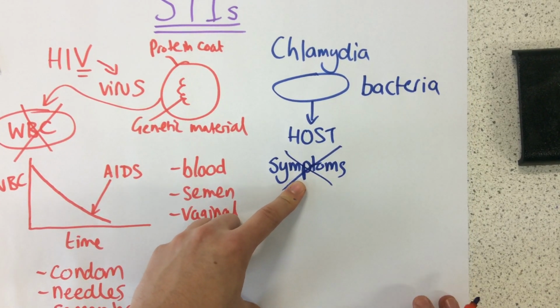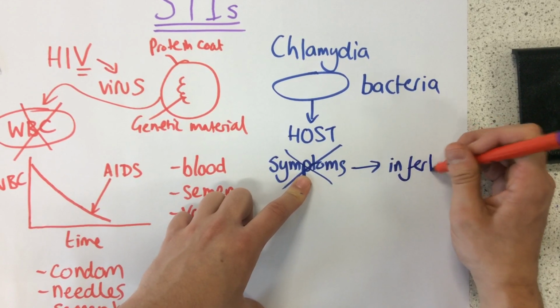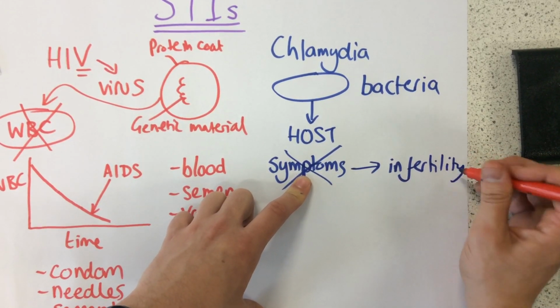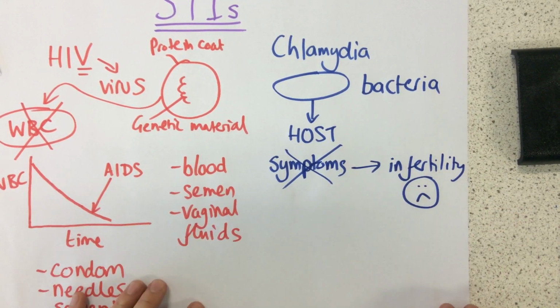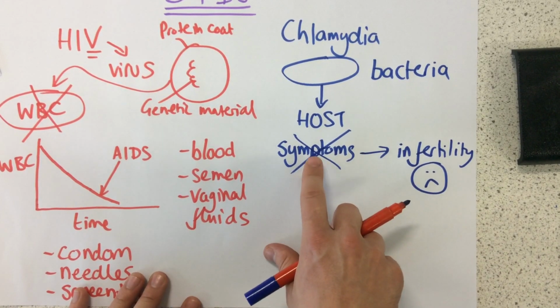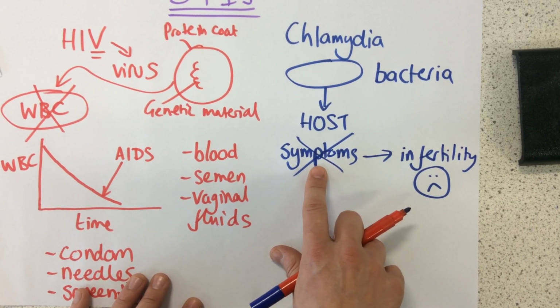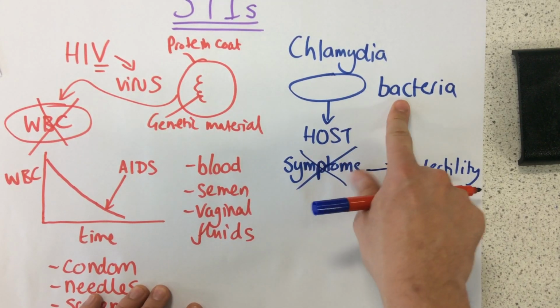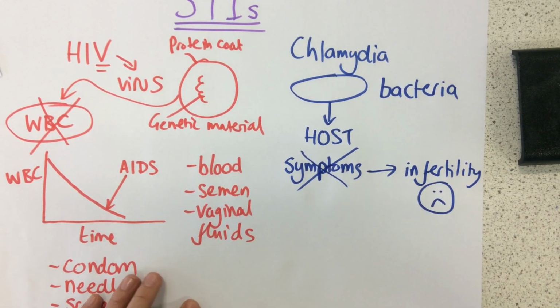This means there's no outward sign to show that you've got chlamydia. So what's the problem? Well, the problem is it can actually cause infertility in both men and women. Now, infertility is when you're unable to have a baby. So we can see it's very important to be able to find out if you've got chlamydia, so you could take the right antibiotics to get rid of those bacteria. Otherwise, you could become infertile.